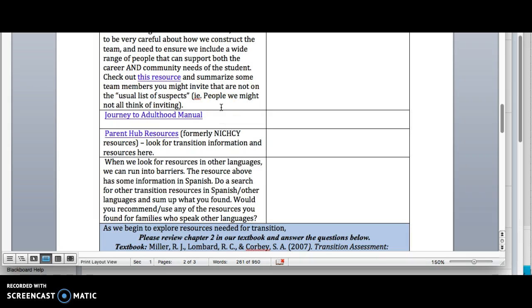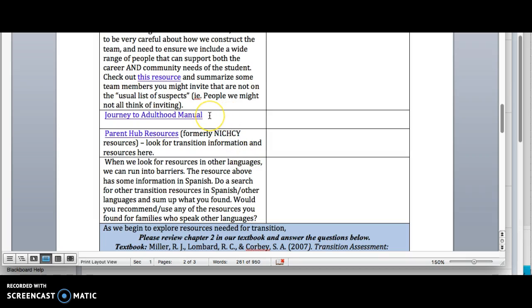the transition process. And I want you to specifically think about people you would not normally invite. You know, we're really good at remembering to invite OT, PT, and speech. We're really good at making sure we have the right general education teacher at the meeting. That would be in a student's area of disability and have knowledge of the student, but we don't always think outside the box when we look at transition services.